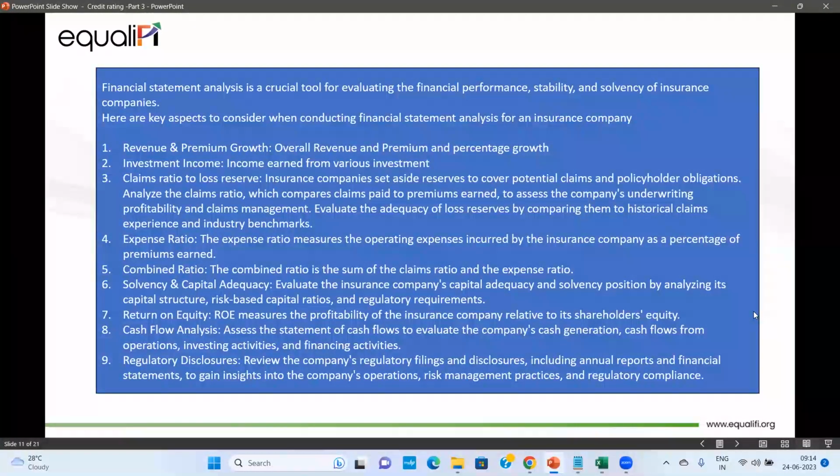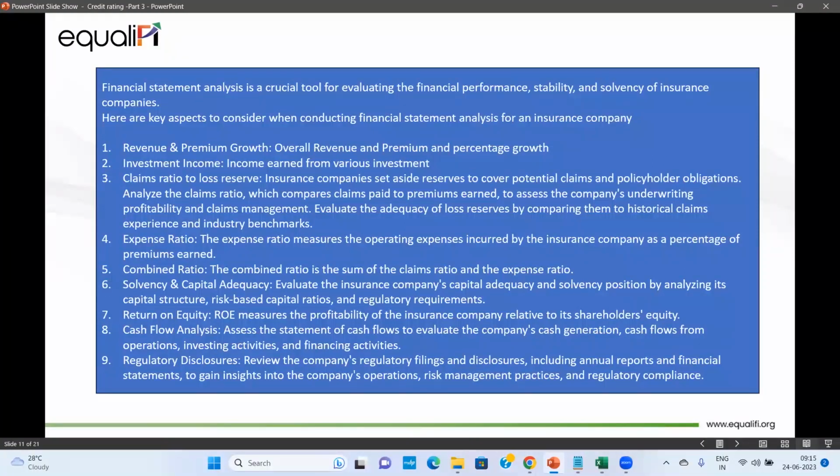Financial statement analysis is different for an insurance company compared to a bank. When we talk about financial statement analysis of an insurance company, the first thing which we see is revenue and premium growth. Obviously, because that is their revenue. For my bank, what is the revenue? My interest income is the major revenue. So for a lending institution, my interest income is the major revenue, right? For an insurance company, my premium is the major revenue.